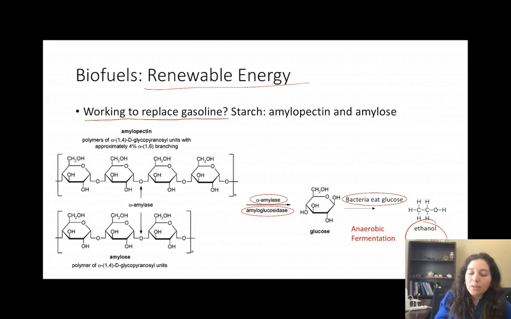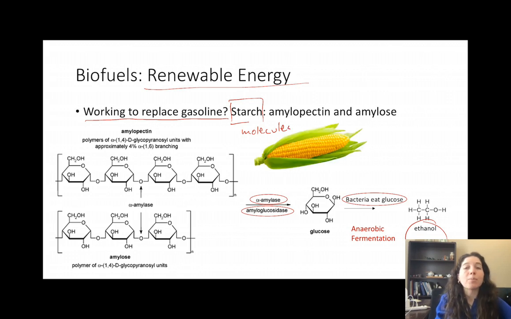So we use starch molecules. These starch molecules normally come from corn. That's where we're getting them from. So we get these molecules called amylopectin and amylose, and that's extracted from the corn. So here are the molecules themselves.